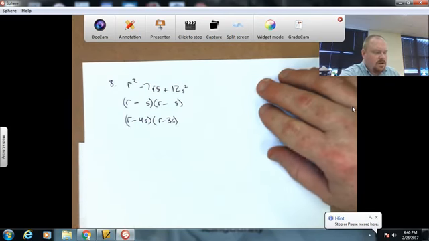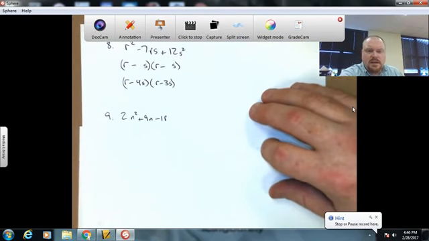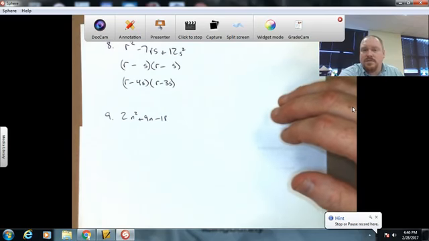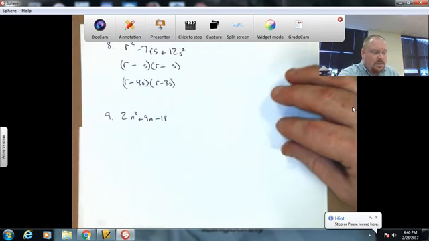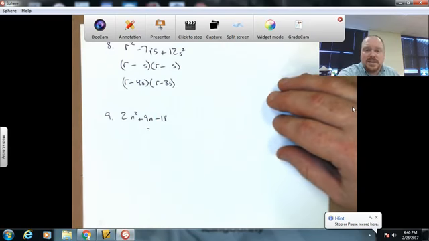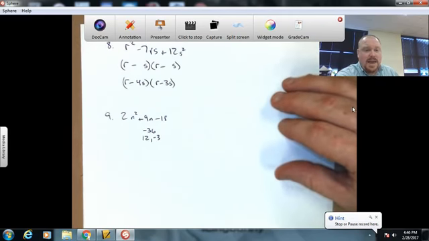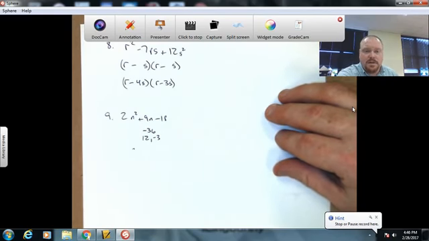Okay. This next one simply has a number in front of n squared, and I wanted to take a moment to review that as well before we get into anything more difficult. So again, I multiply the 2 and the negative 18. That gives me negative 36. And numbers that multiply together to give me negative 36, but add together to give me positive 9 are 12 and negative 3. So I split that middle term up as such.